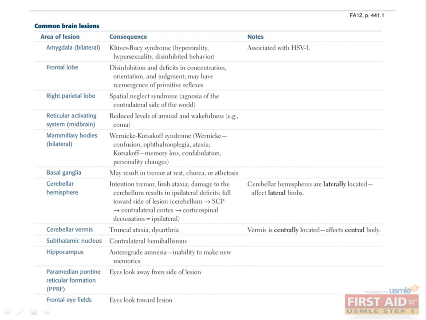There are quite a number of brain lesions listed here, and hopefully you'll have some time to review this chart in your book. I'll mention a few. Kluver-Bucy syndrome is rather famous. When the amygdala is damaged bilaterally, this syndrome consists of hyperorality, hypersexuality, and disinhibited behavior. If there's damage to the right parietal lobe, you end up with something called spatial neglect syndrome. In other words, there's no understanding that a contralateral side of the world exists.